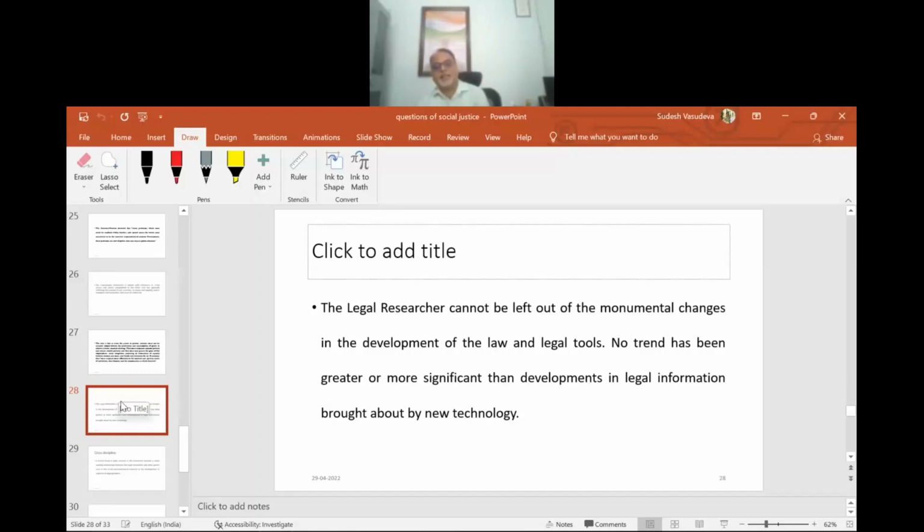The trend has been greater now, or more significant developments in legal information because of the new technology. A legal researcher cannot ignore this, whoever it is, whether it is established academicians or young teachers or researchers. For law to keep in tune with social change, it is necessary that law must take notice of the developments happening around it.